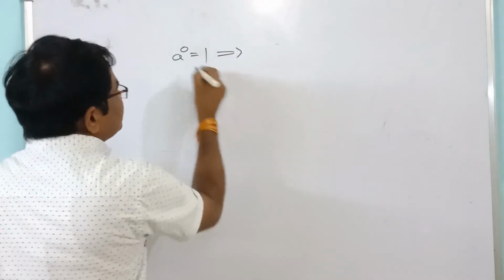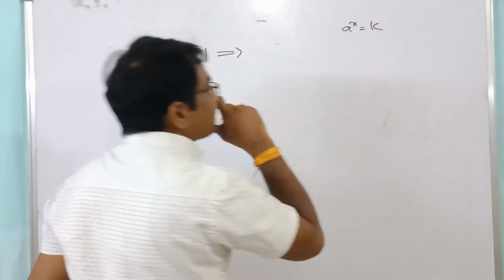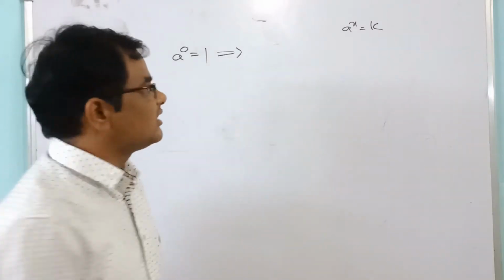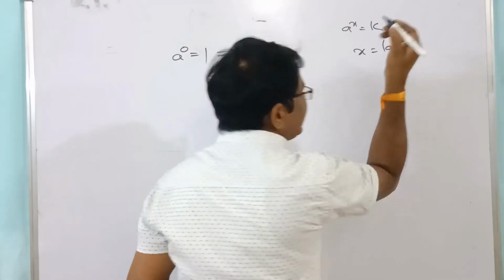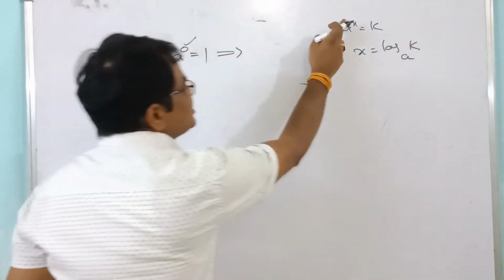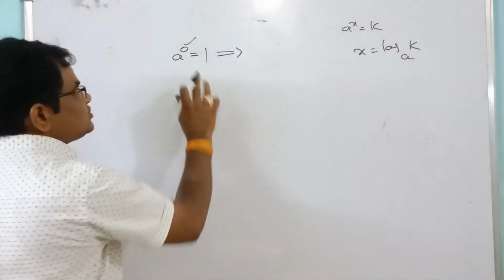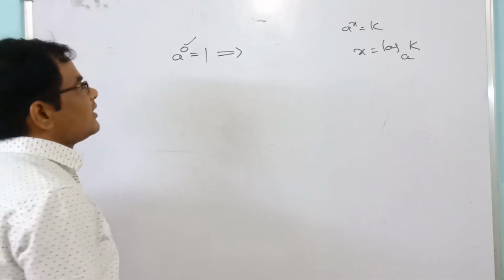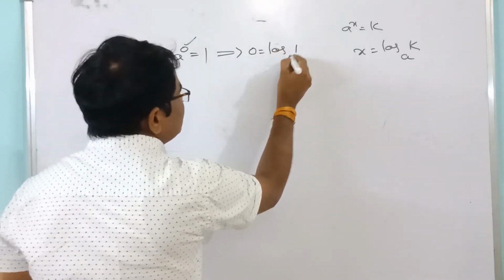Now this is in the form of what? A power x equal to k. Now from the definition of the logarithm, x can be written as what? Log of k to the base a. Now in place of x, what is there? 0 is there. In place of a only. In place of k, 1 is there. So how to convert into logarithmic form? 0 equal to log 1 to the base a.